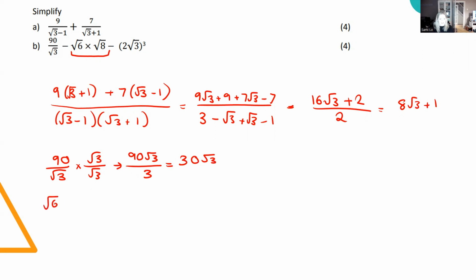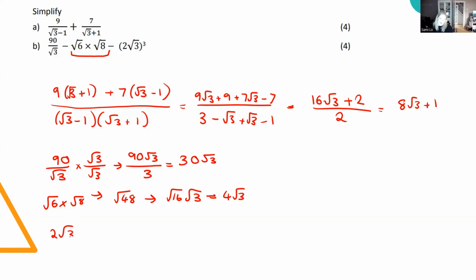Now, root 6 times root 8 gives me root 48. Ta-da! Now, you should know your squares, but it's 16 times 3. You will learn that with the amount of surds you'll do up to your exams, and that will give us 4 root 3. Sorted. Next section.